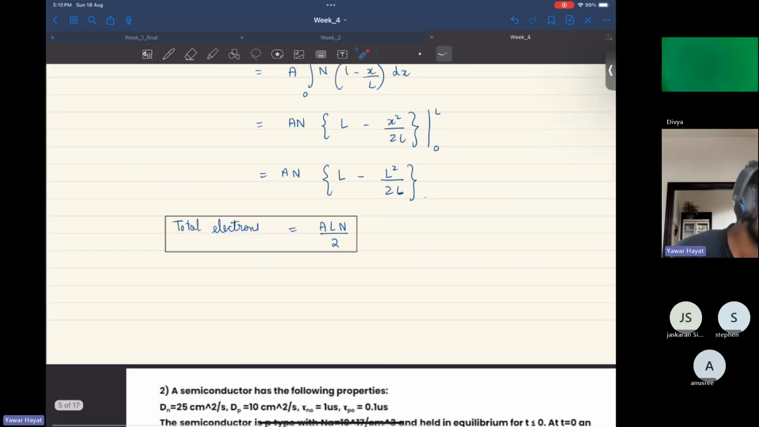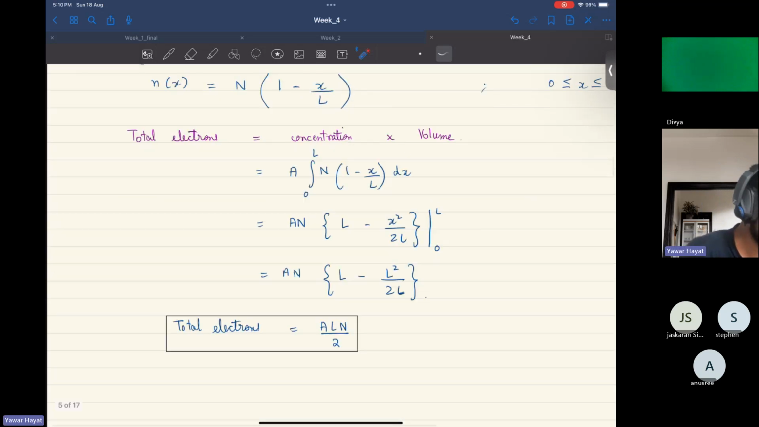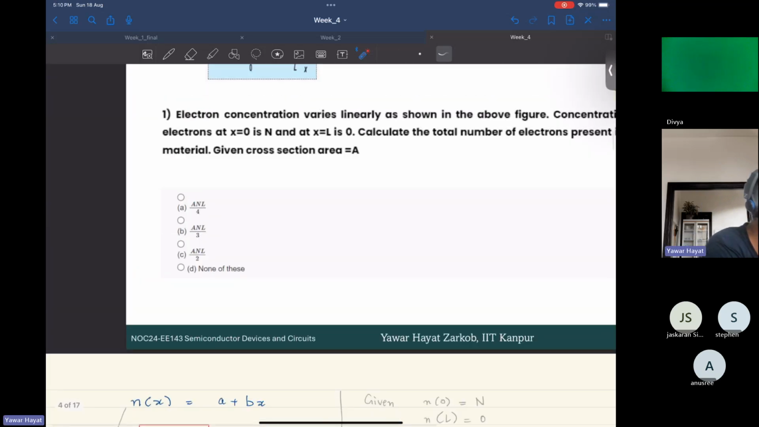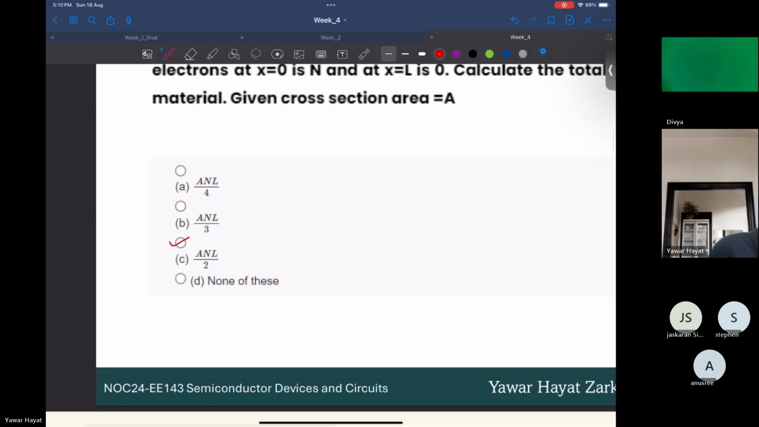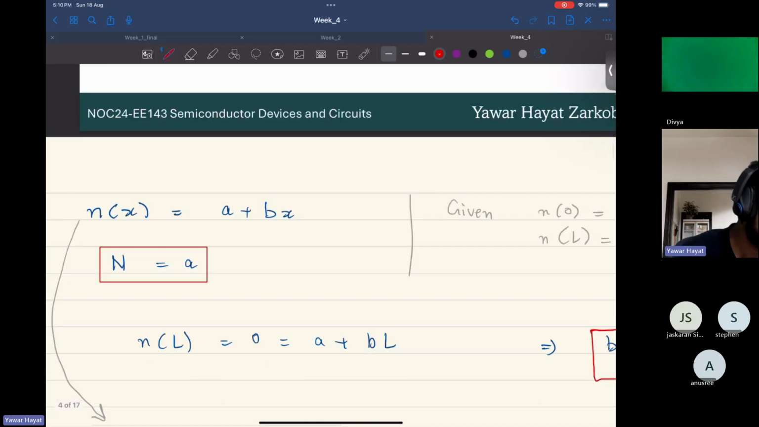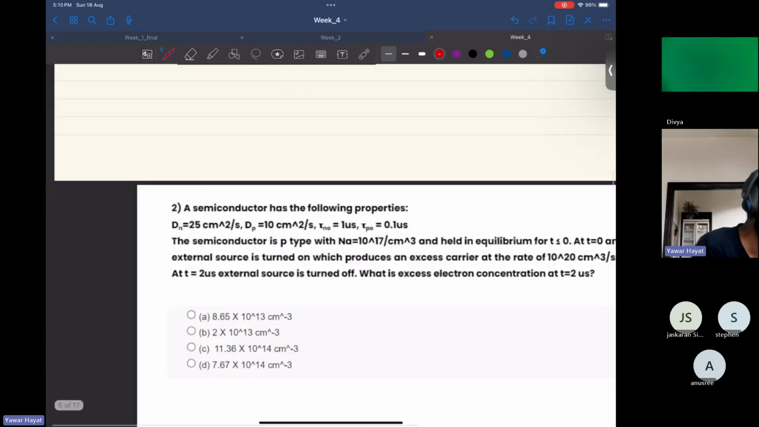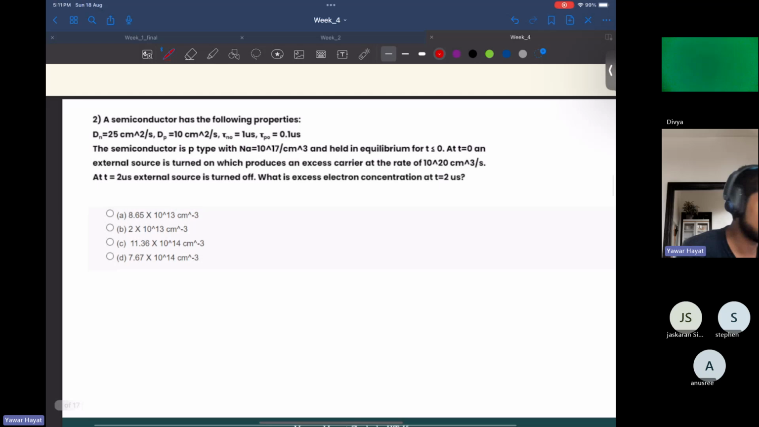Fine. Let's move forward. So which option is correct? The correct answer is option this. Option C, right? Option C is the correct one. Now let's move forward. Question 2. Attempt this one now.